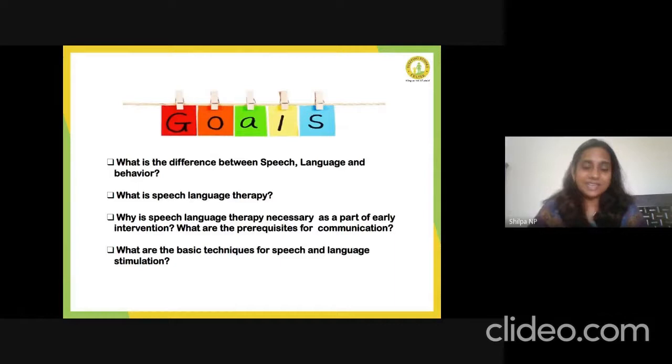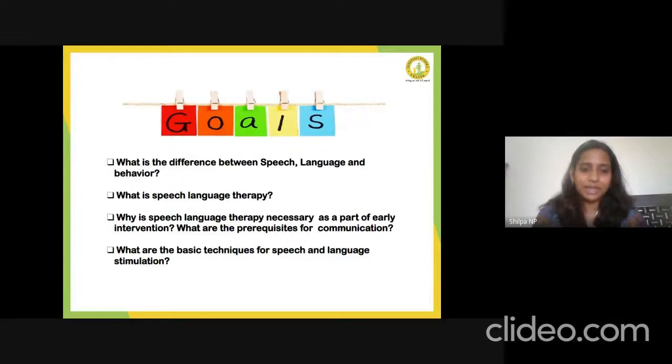These are the agendas which we'll be going through. What is the difference between speech, language, and behavior? We'll be looking into all three of it. What do you understand while we go through this agenda? I would like you to think, what do you understand by speech? What do you understand by language? Is it both the same? And what do you understand by behavior and how does it relate?